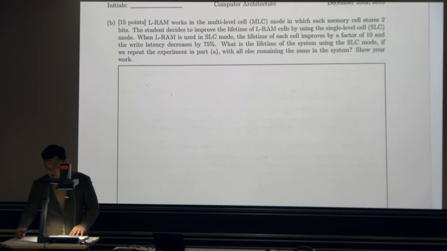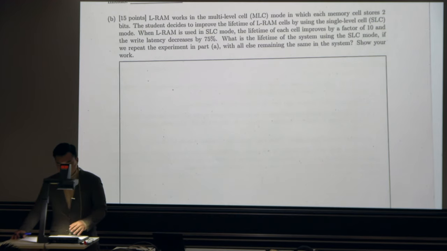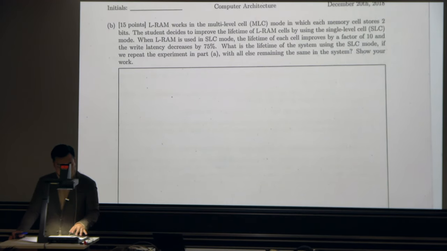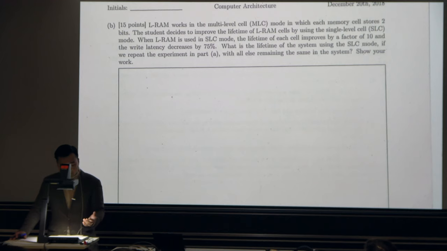Yeah. So we need to improve the guaranteed lifetime of this device. And here is another piece of information. LM works in the multi-level cell mode in which each memory cell stores 2 bits. As we have learned in the lecture, by making some distinguishable states for a cell, a cell can represent multiple bit values. For example, if we store 2 bits in a cell, we need to make 4 different states using a cell.